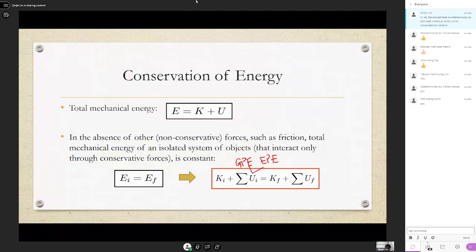So it can have both components. But basically your main takeaway should be that the starting total energy must always be equal to the energy at the end. This is our conservation of energy.